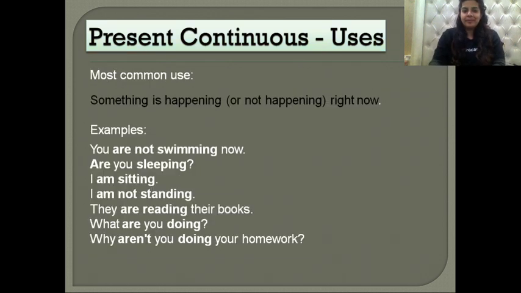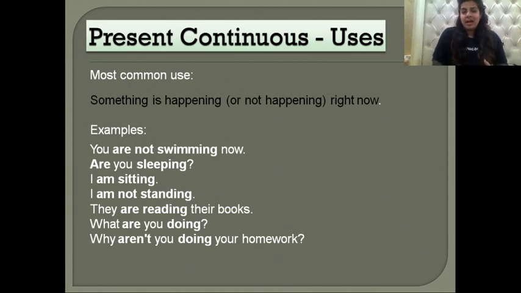Right? So, what are the other uses of present continuous tense? It could be something which is happening or not happening right now. Okay, he is usually reading in the morning at 6 o'clock. Yes, that's an absolutely correct sentence. He is usually reading in the morning at 6 o'clock.